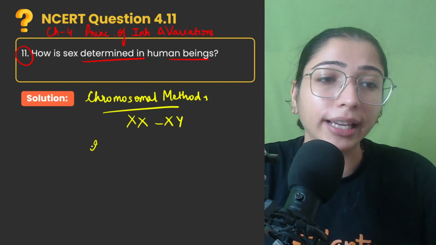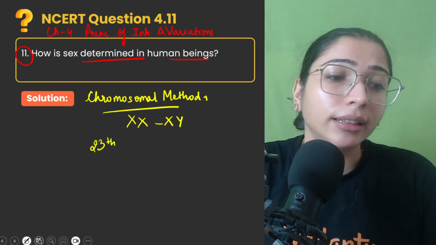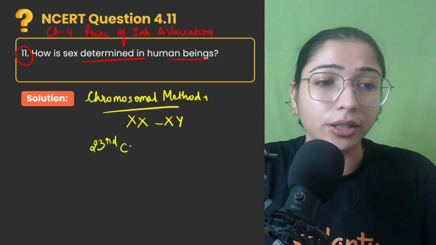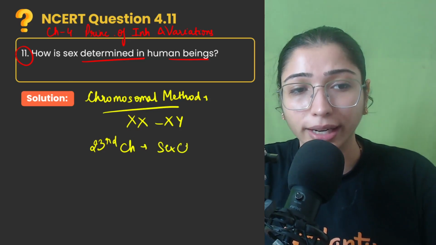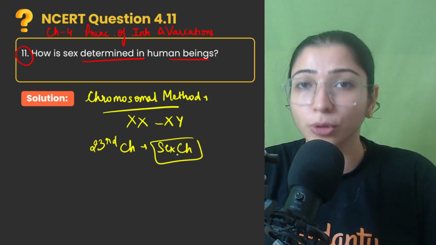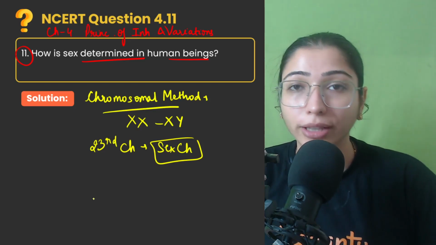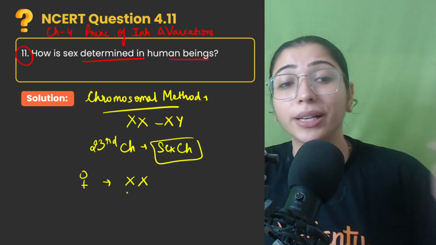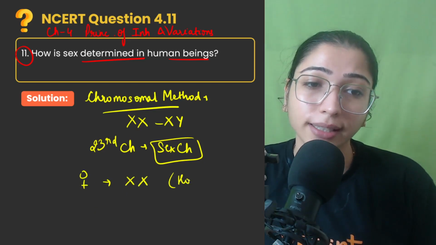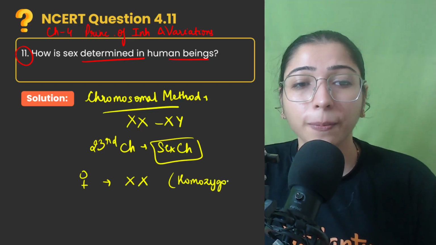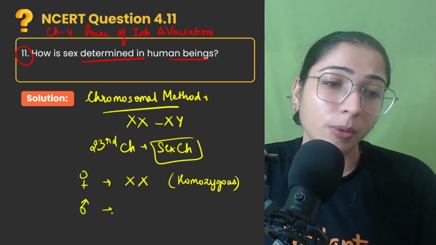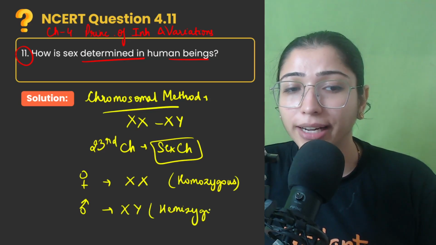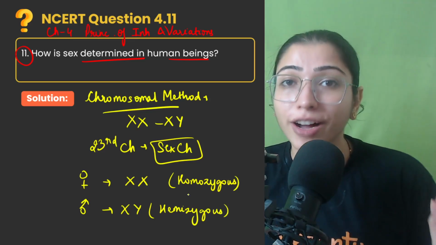So children, you know that the 23rd chromosome of human beings, on that 23rd chromosome are the sex genes located. So basically these are referred to as sex chromosomes, right? Sex linked genes are located on the 23rd chromosome. In case of female, the sex chromosomes present are XX, that is a homozygous condition. And in case of males, we have a hemizygous condition where half of the chromosomes are X type and the rest 50% are of Y-type chromosomes.